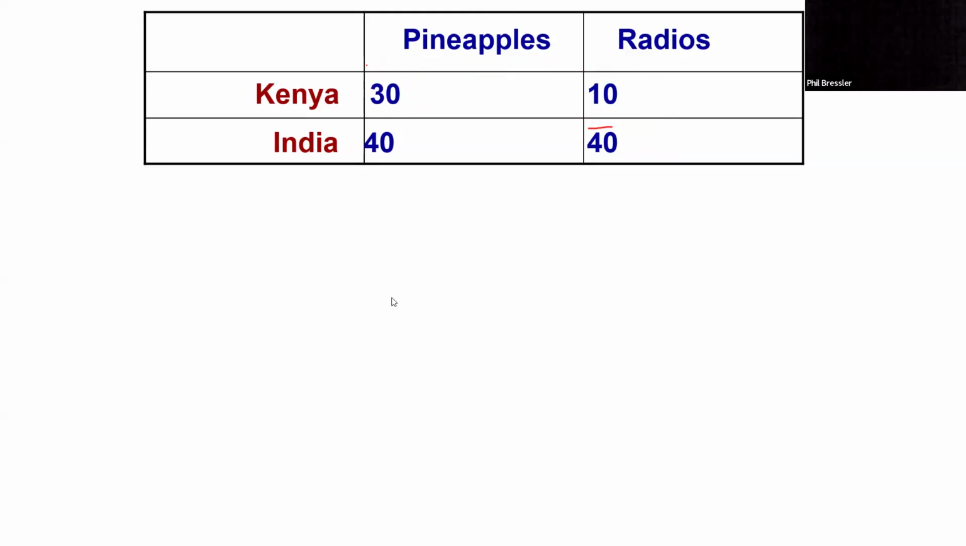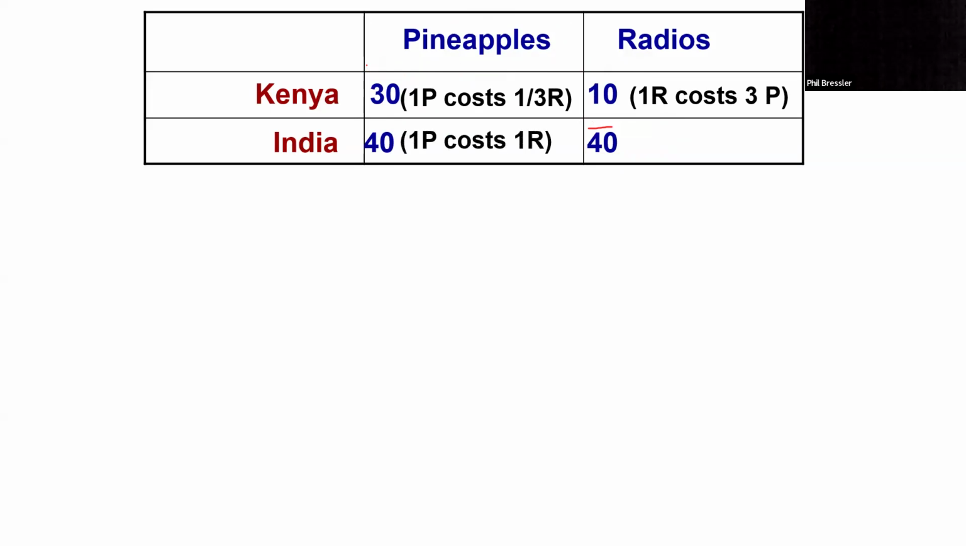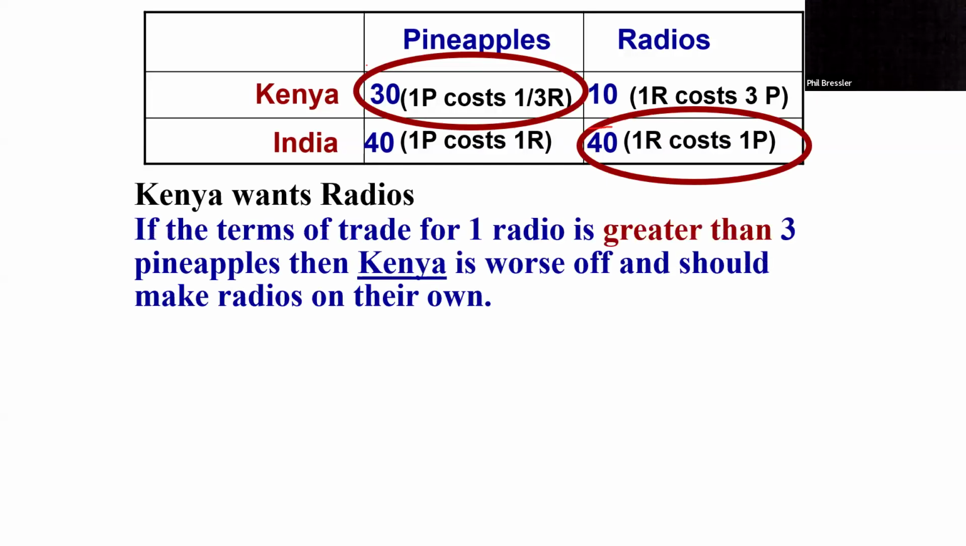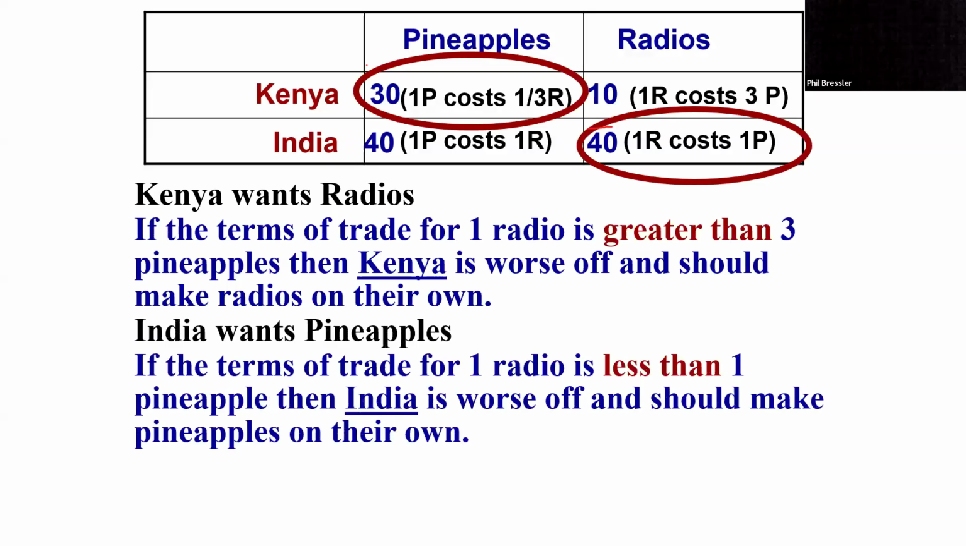All right. Let's go. So here, the other over is a third. Okay. Then if you reverse it, it's 3. Here it's 1 to 1. So a third is lower than 1. So Kenya is going to do pineapples, and India is going to do radios. Okay. So Kenya is going to trade pineapples for radios, and there you go. All right.